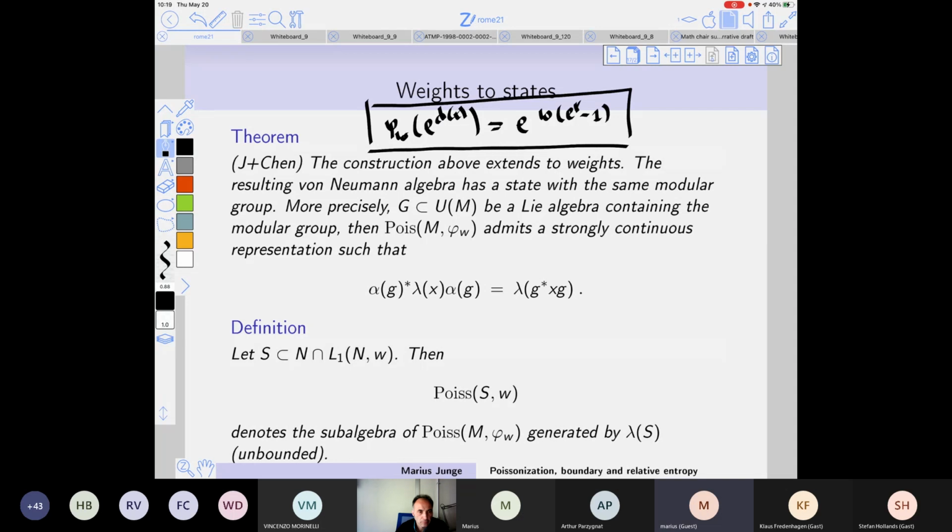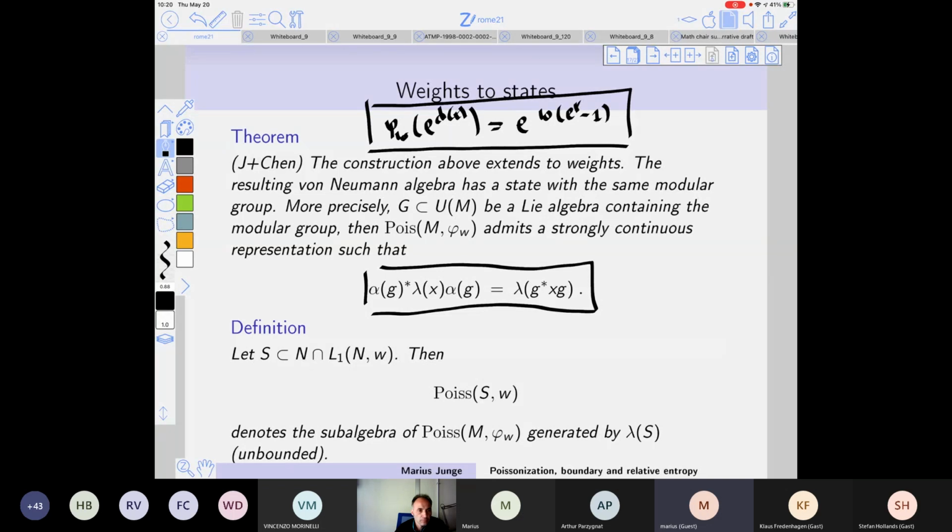But what happens is the following. We start with a weight, and we assume that we have a Lie group in the unitary group of the von Neumann algebra. What we can do is construct this Poisson algebra, which still has the strongly continuous action of that Lie group, and it has this canonical formula. On these generating elements, it behaves exactly like it should, right? The Poisson map commutes with the group representation. And then this extends to an automorphism, and so that's okay.